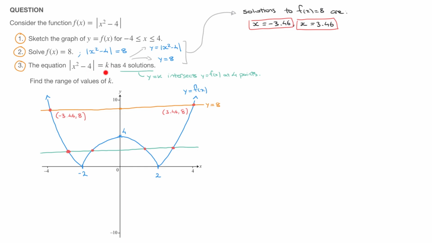Consequently, provided k lies between 0 and 4, not included, this equation will have 4 solutions. And so we can go ahead and state our answer here, question 3. We'll need to have k less than 4 and greater than 0. Indeed, k has to be greater than 0 because at y equals 0, that would be the x-axis, the horizontal line we draw would only touch the curve at 2 points, right here and right here.